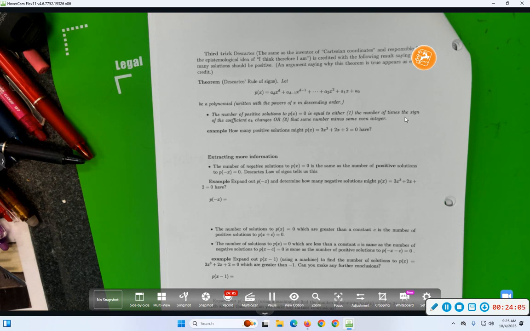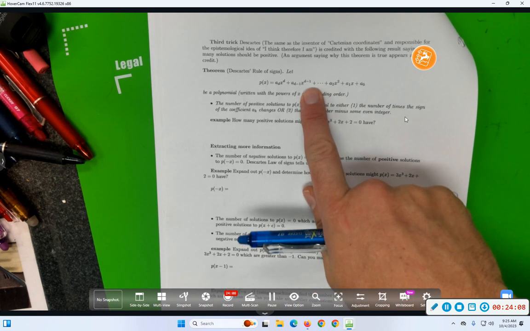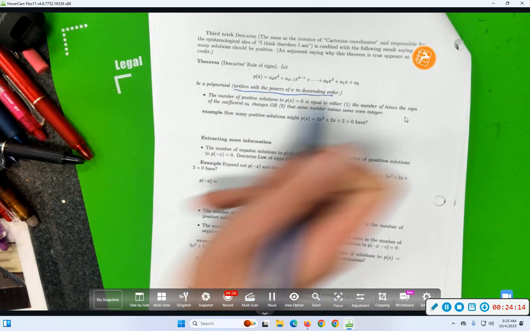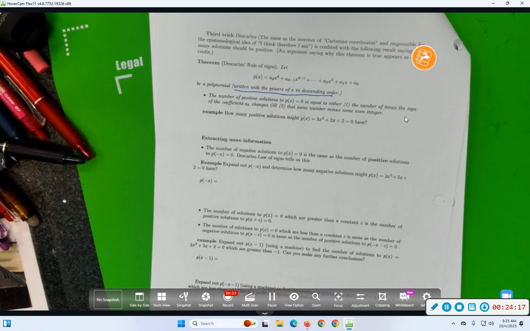And here's the statement. So Descartes' law of signs says the following. Let P of x be a polynomial. And I always write my polynomials so that the powers of x are in descending order, but you don't need to. You can accidentally put the highest order term last if you want. It's important for this theorem that you don't do that. So make sure all the terms are written in descending order. The number of positive solutions to P of x equals 0 is equal to either the number of times the coefficient changes sign as you go left to right, or that quantity minus something even. So let's just see what that means.